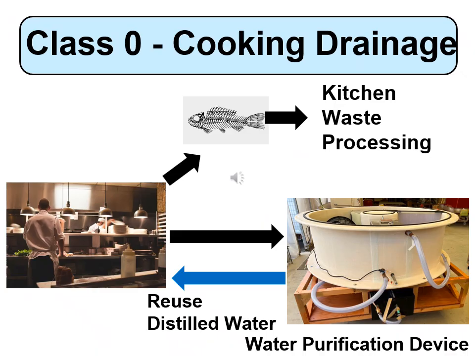Class 0 is the cooking drainage, which contains food scraps and bones. We separate this solid waste, and the solids are processed in a waste disposal machine and effectively utilized as fertilizer and other uses. The liquid portion is treated later using the Yabe-type purification device, resulting in distilled water. At this stage, the substances contained in the wastewater become solid and are sent for processing in the waste disposal machine.